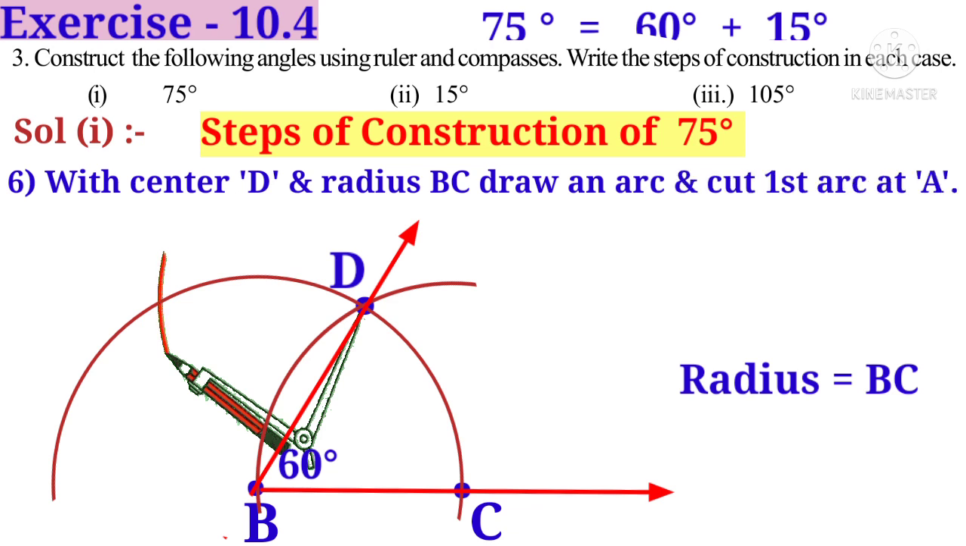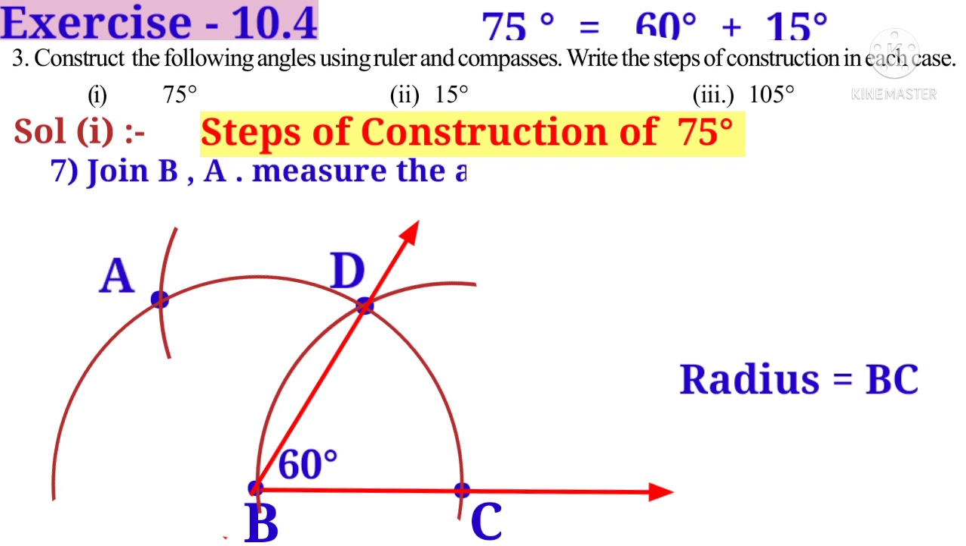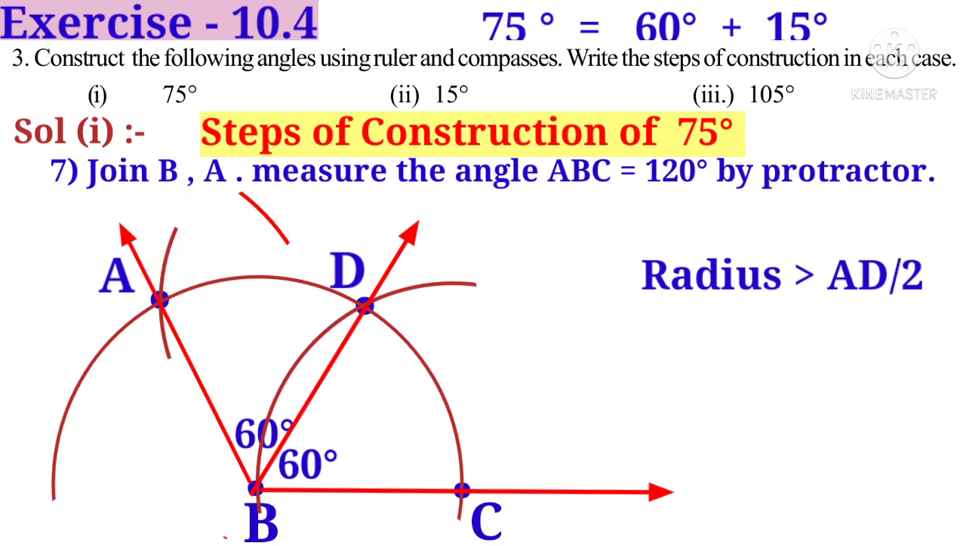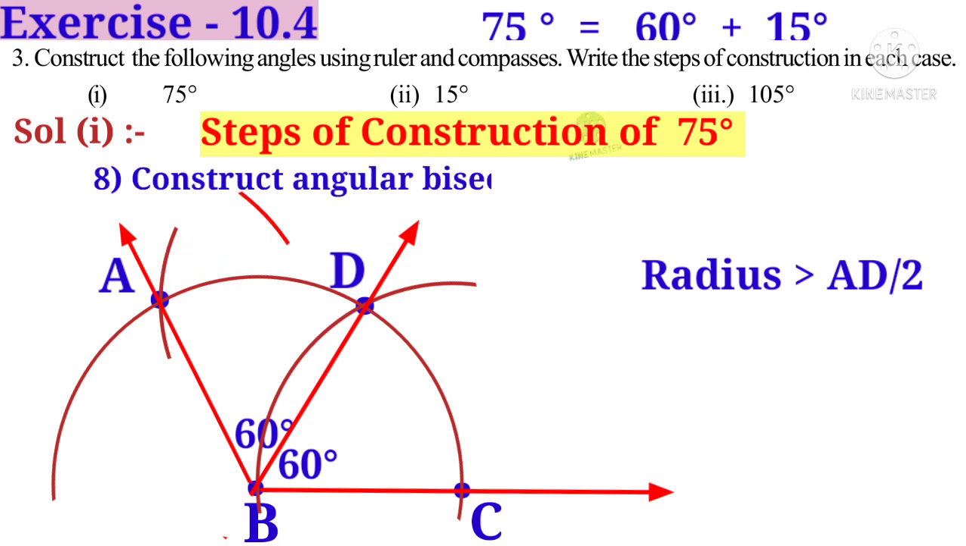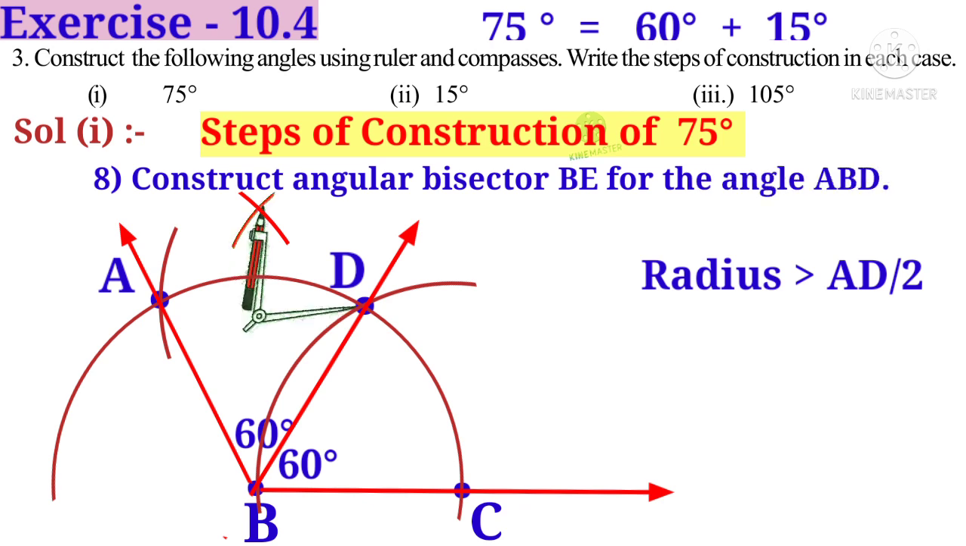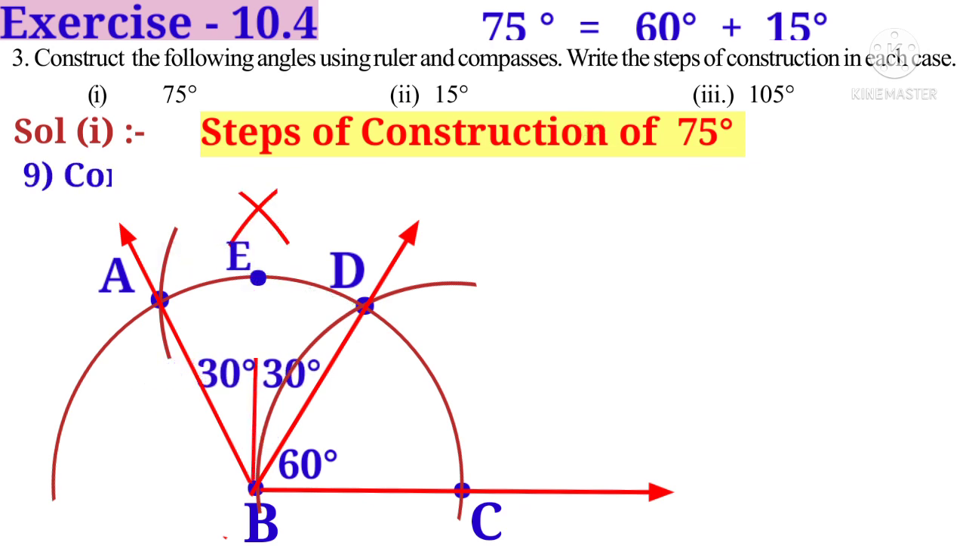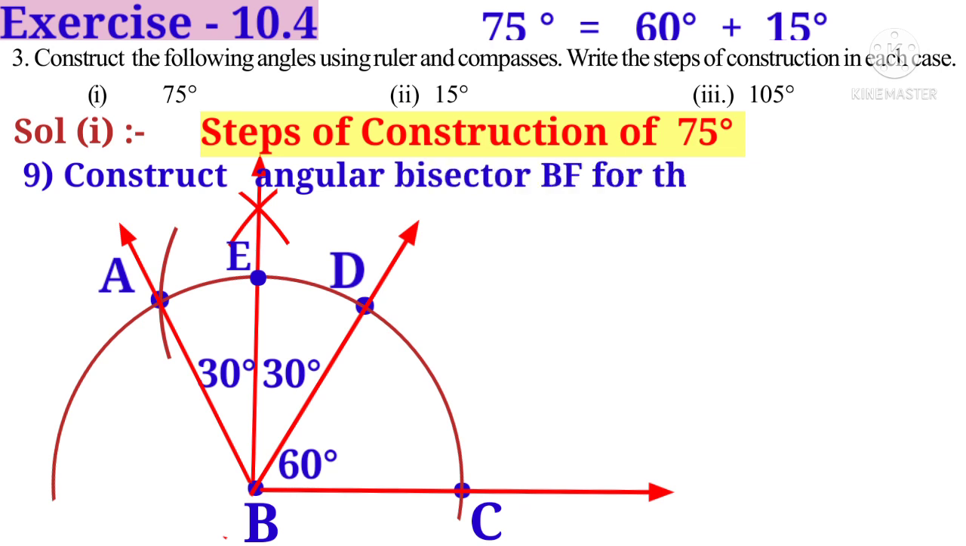Now with center D, draw another arc cutting the first arc at the point A. Now join BA with a ray and observe that angle ABC is 120 degrees. That means angle ABD is 60 degrees. Now with more than half the length of AD, draw two arcs with centers A and D. Now join the intersection of the arcs to the point B. Now BE is the angular bisector, dividing the 60 degrees angle into two equal angles, 30 degrees and 30 degrees.